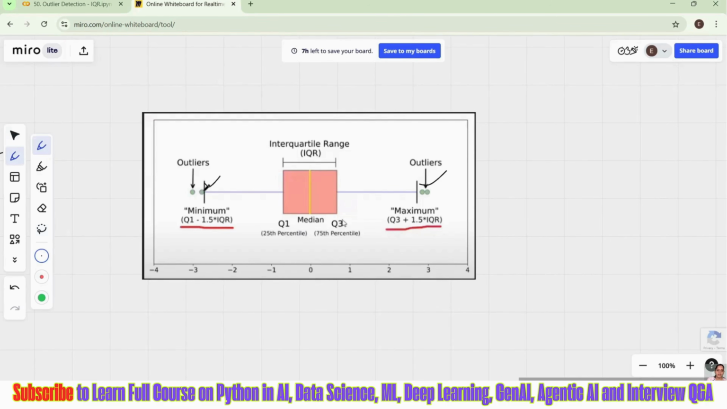Then anything beyond the whiskers, from this side or this side, is your outliers, right? And this is your minimum, Q1 minus 1.5 times IQR. This is your maximum, Q3 plus 1.5 times IQR, right? And like I said, in the Z-score what we understood was 3 and minus 3. So you can see all our data is present between 3 and minus 3.